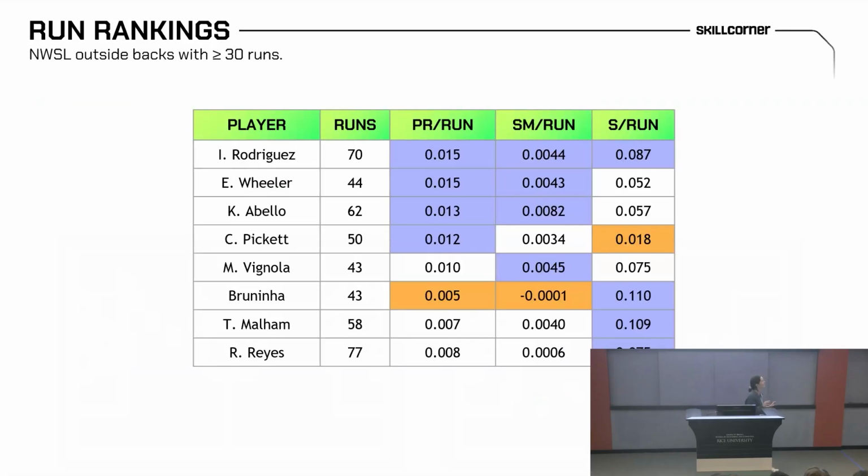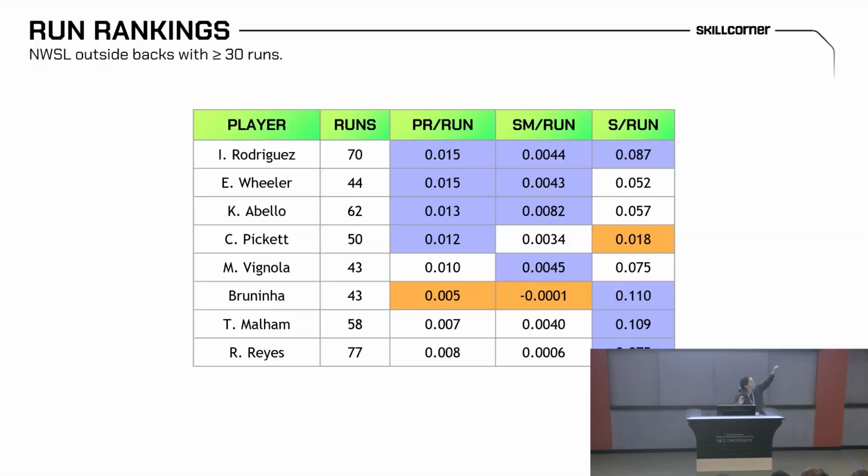With this, we were able to look at our outside backs. We restricted to outside backs with at least 30 runs because we wanted significant playing time, and we were able to look at who were the best performers in each of these metrics over the course of the season. So here I have the top 4 in each component, and what we can notice is that there are some people who are strong across the board. Izzy Rodriguez was top 4 in all 3 categories per run, but then we also have defenders who were strong in some categories and maybe neutral or weak in others.